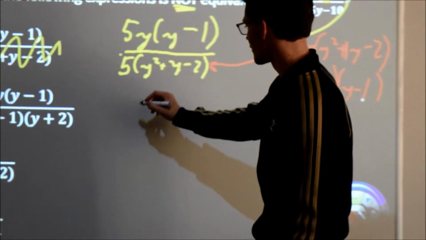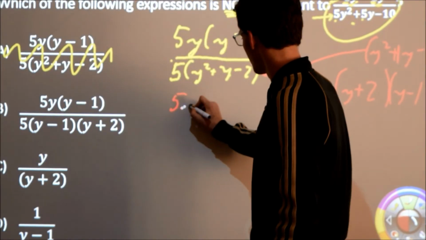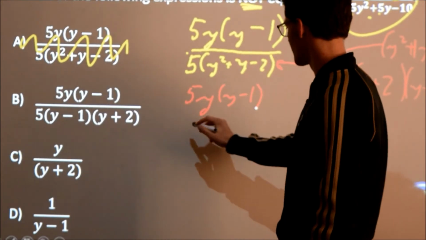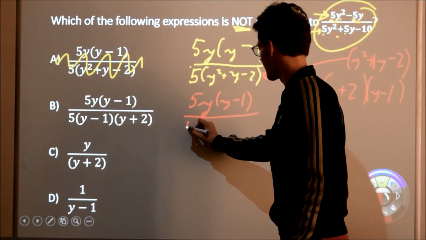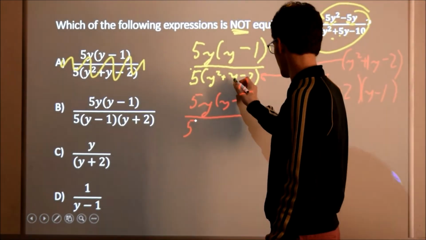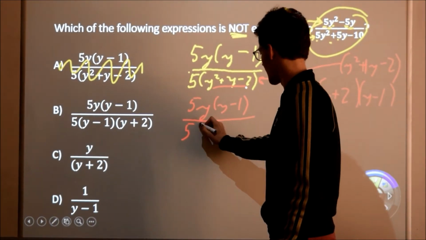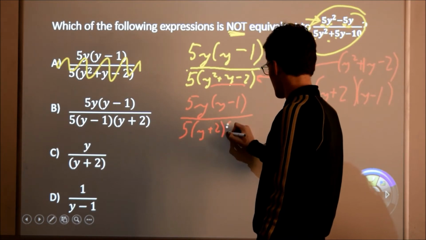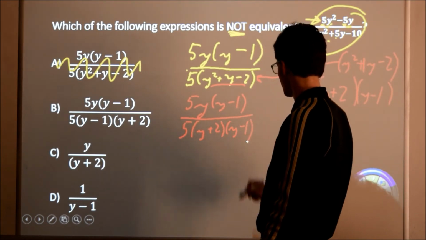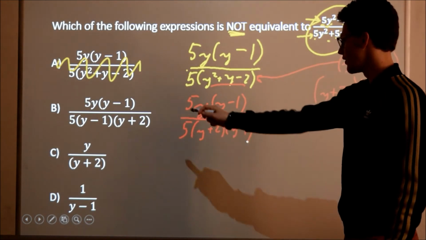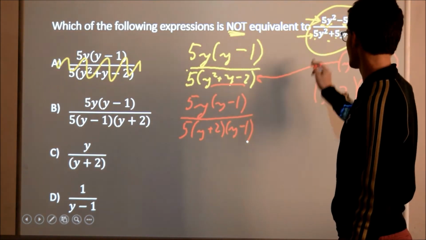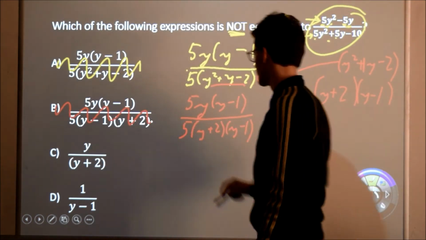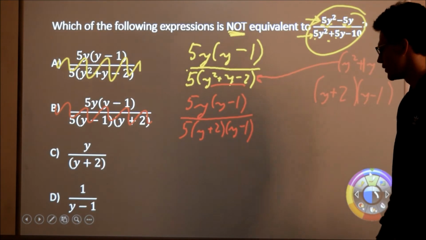So if we come over here and finish our equation, we have 5y times y minus 1. We didn't do anything with the top, all over 5. You have to remember that because we only factored this part. We didn't do anything with the 5. So 5 times y plus 2, and then y minus 1. Now if we look over, that is answer choice B, which means that B is equivalent with our original equation. So we can cross out B. And we can switch colors to blue.